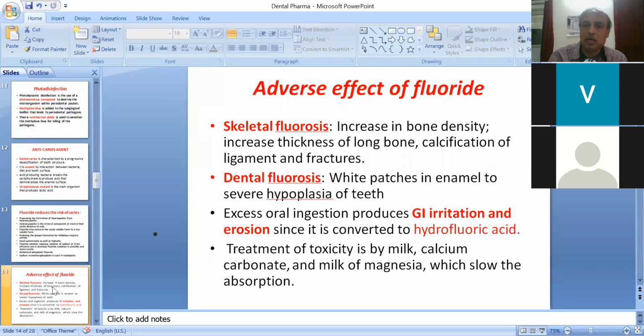If toxicity occurs with the fluoride, how to manage? The treatment of toxicity is by milk, calcium carbonate, milk of magnesia. They slow the absorption, and therefore that is effective in managing fluoride toxicity.